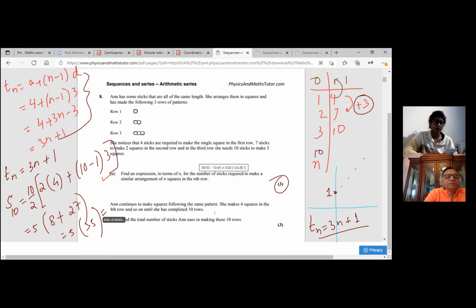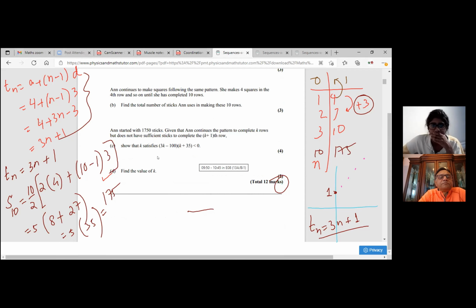I just used a calculator. What is the answer? 175. Perfect. So that is your answer for the number of sticks required for 10 rows. Is that clear? Okay, great. Next part.